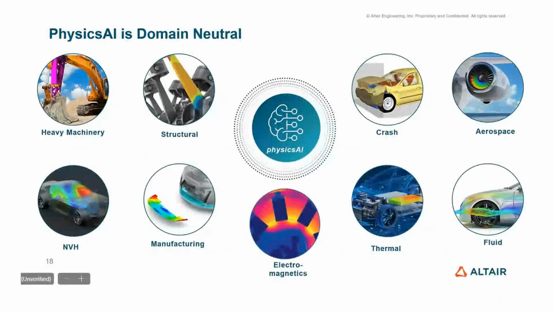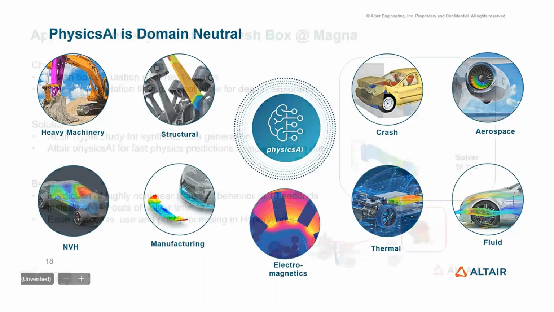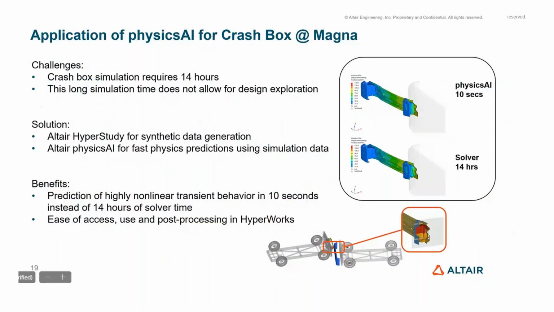Physics AI is domain neutral. As I said, it can talk to any CAE tool results. It might be any physics: structural, manufacturing, NVH, electromagnetics, thermal, fluid, aerospace, you can predict it. It is not only for implicit or explicit problems; implicit, explicit, CFD, thermal, electromagnetics, all the physics can be solved.